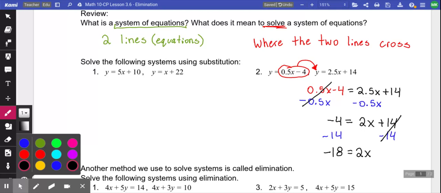Perfect. The next number I need to move is the 2. The way I move that 2 depends on how the 2 and the x are connected. This is 2 times x. The opposite of timesing is dividing. So I need to divide both sides by 2.